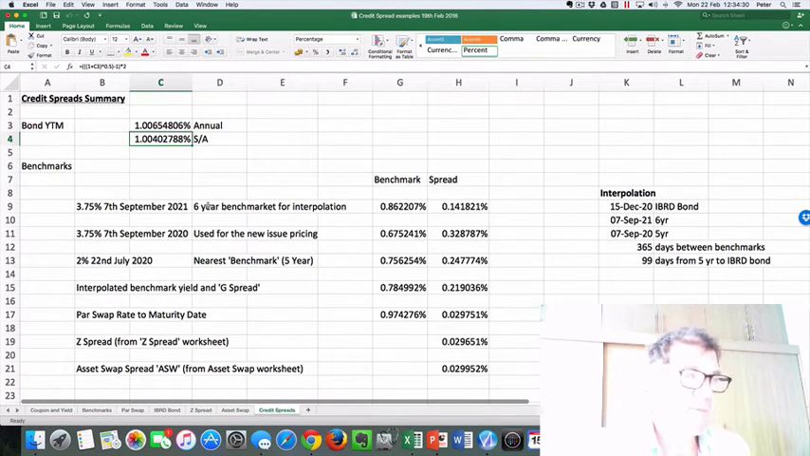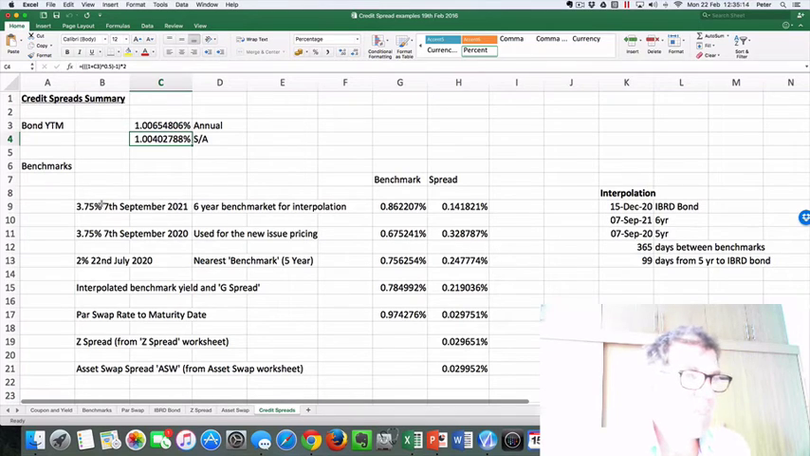I then looked at various benchmarks. Now, this bond has a maturity towards the end of 2020. We've got a 5-year benchmark, so-called, which is not actually 5 years, but the market calls it its 5-year benchmark, September 2020. And the 6-year benchmark is September 2021. That is, this bond lies in maturity terms between these two.